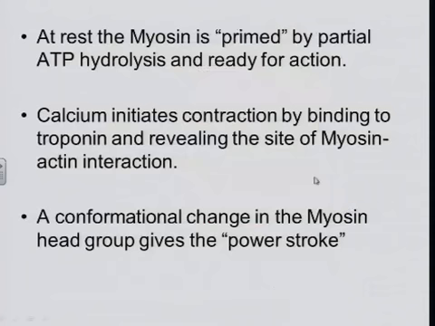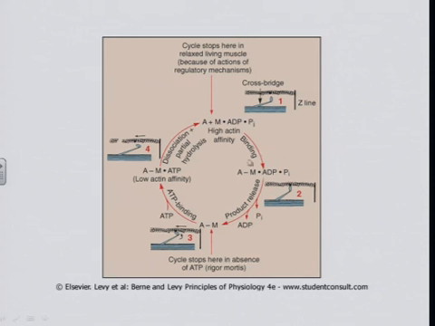So remember that at rest, the myosin is primed. So it's had a partial hydrolysis of this. So it's used some of its energy to get it all cocked, like the hammer of a gun or some other thing like that. So it's used part of that energy to get it cocked, and it uses the rest of the energy when it removes it and returns to its final destination.